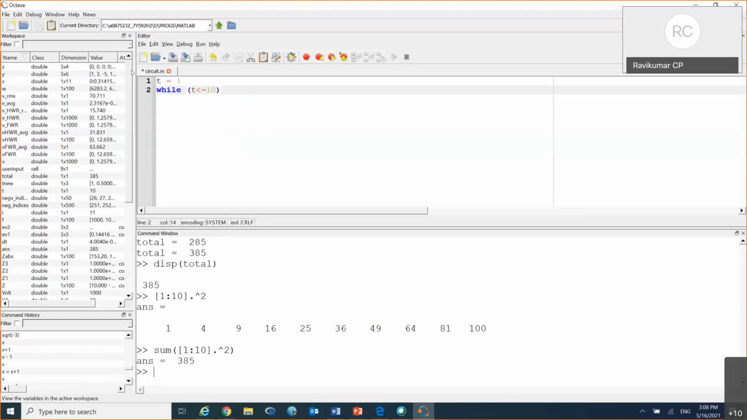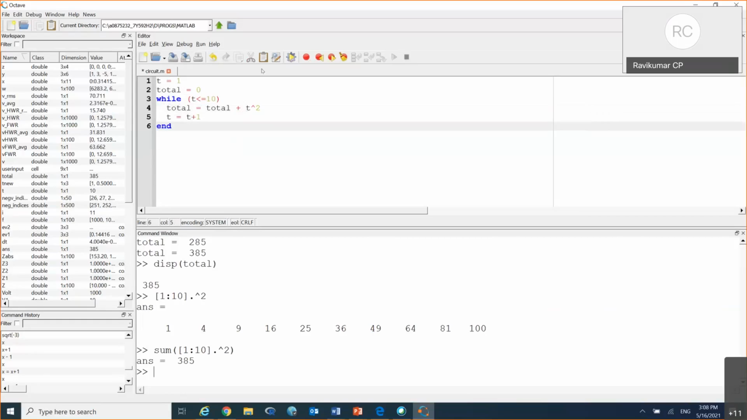Then total equal to 0. Then I'll write total equals total plus t square, and t equals t plus 1. If you do this, it will keep incrementing t and ultimately t will become 11 and it will stop.